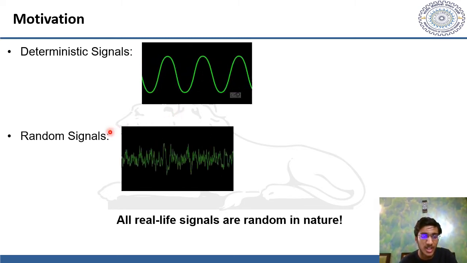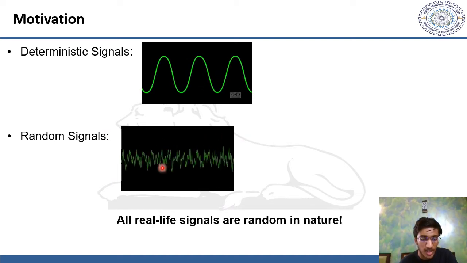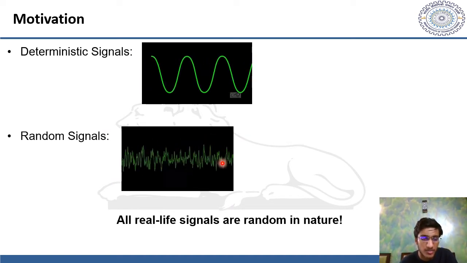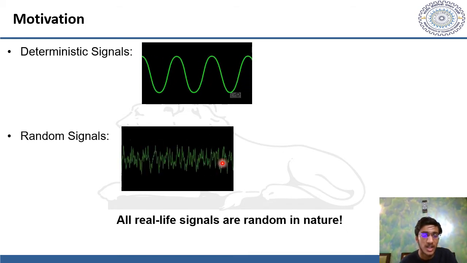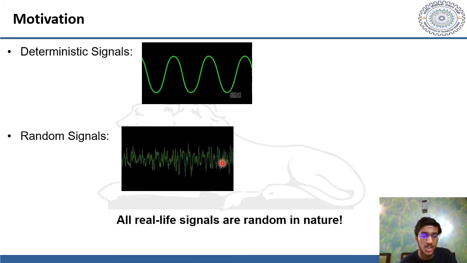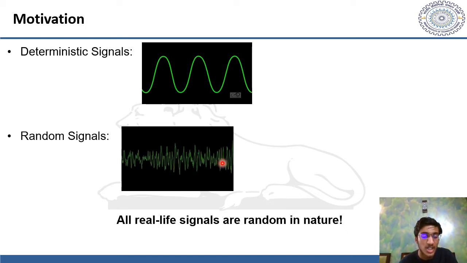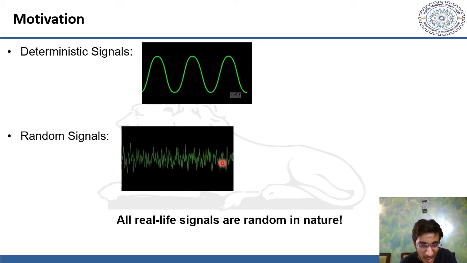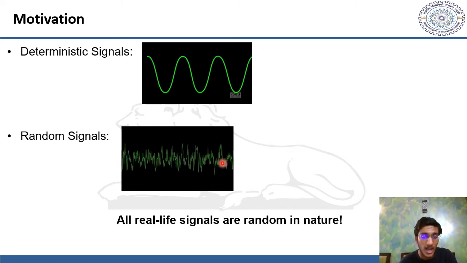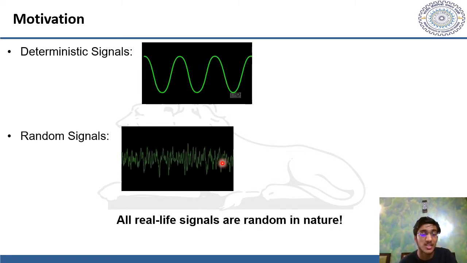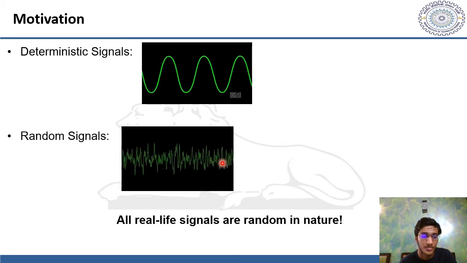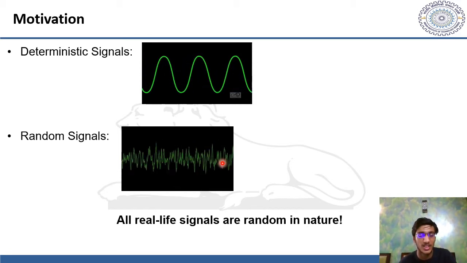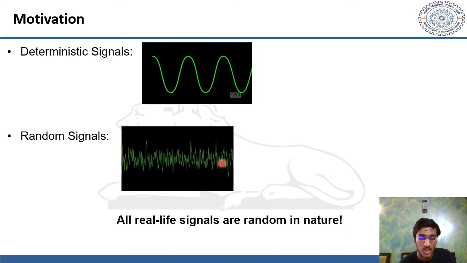So as you can see, for example, in this particular GIF, this signal is a random signal. We cannot essentially describe the values of this particular signal corresponding to a given instant of time using a mathematical function in a precise manner. There is some uncertainty or randomness that is inherent in this signal. So we can state without doubt that all real life signals are random in nature.